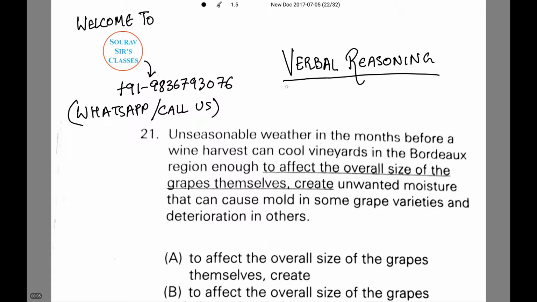Today we are going to be doing some pretty nice questions on verbal reasoning. Yes, I'm sure many people face problems with this portion and many do not. Well, we are here for everyone.